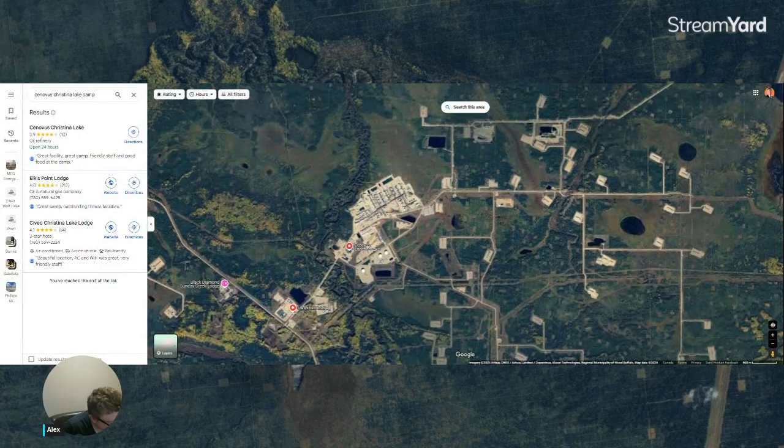So Cenovus Christina Lake right now is about 250,000 barrels a day with the lowest SOR in the industry of 2. So they produce between 245,000 and 255,000 barrels per day. That's a lot of production, right? And SOR 2. So for every 2 barrels of steam injected, you produce 1 barrel of oil back. So SOR 2.